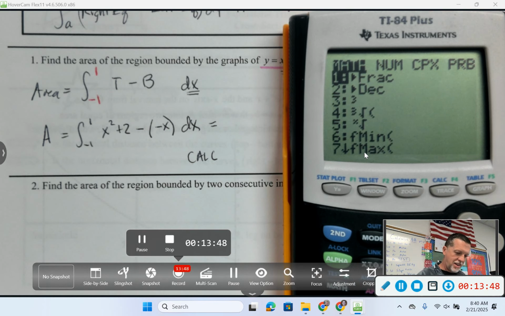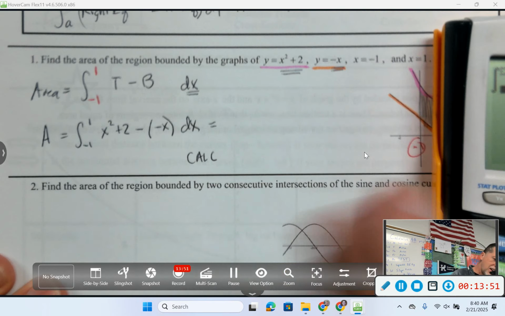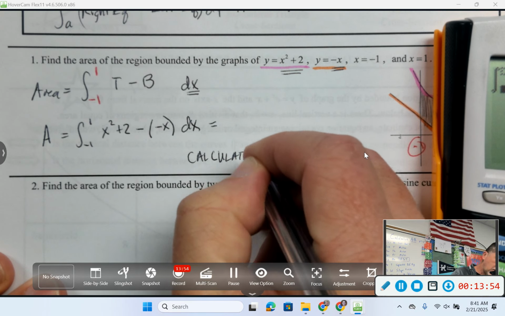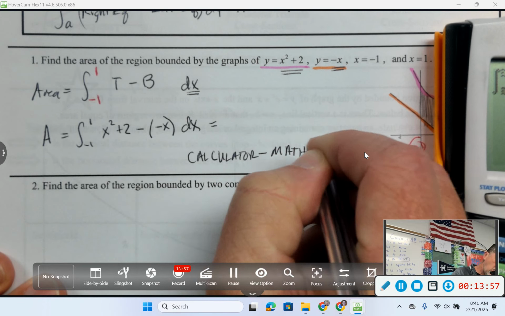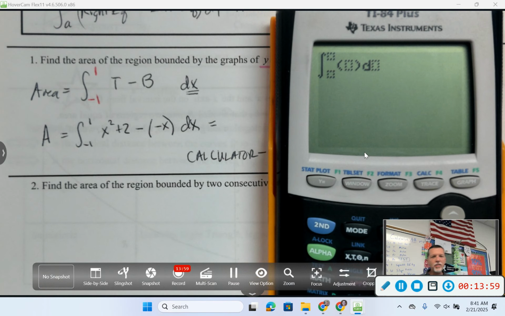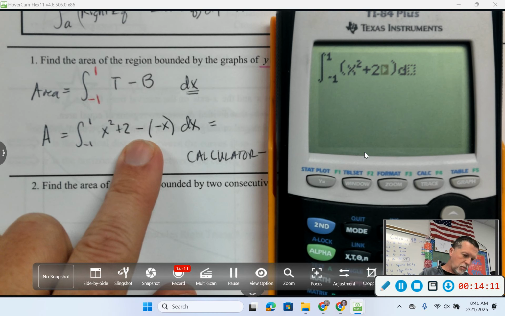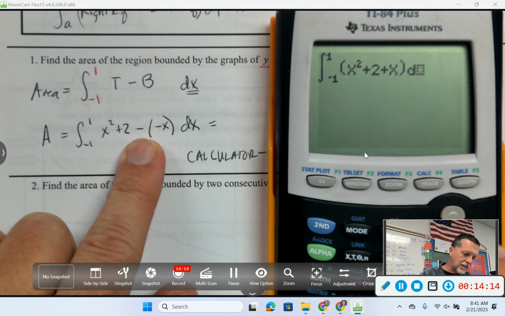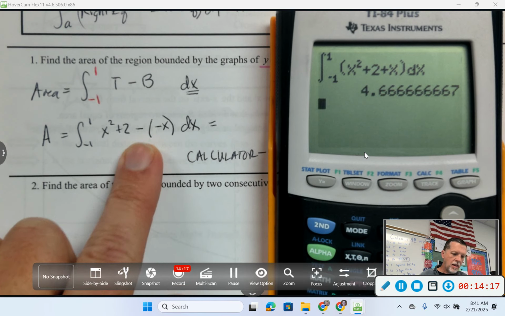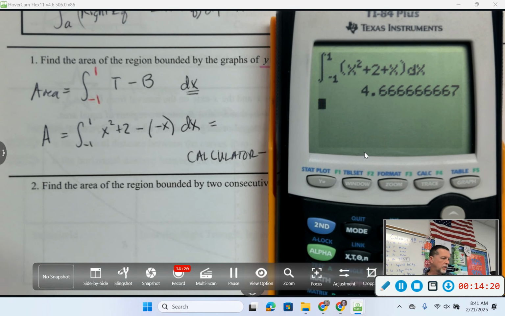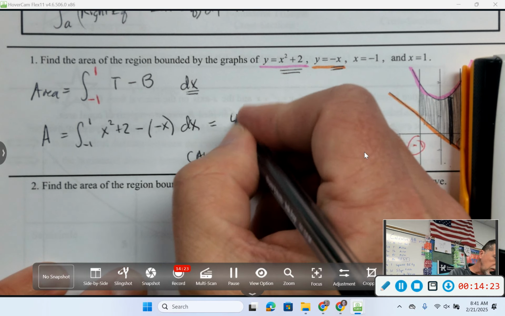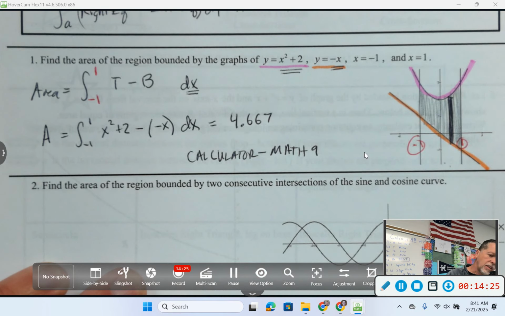Math 9. If you make it to Math 9, you just fill in the blanks. Negative 1 to 1. X squared plus 2. I guess you could even do minus negative x, or you could spare your calculator the trouble and make it plus x. And then let the calculator do the work. 4.667. So that area that we found is 4.667.